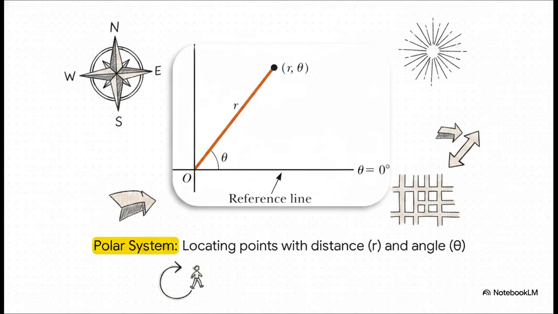But there's actually an alternative way to map space, and that's the polar coordinate system. Instead of navigating a grid of horizontal and vertical streets, this system locates a point using a direct line distance, which we call r, from the origin, combined with an angle, theta, measured from a reference line. That reference line is usually just the positive x-axis. It's kind of like telling someone, hey, walk exactly 100 meters at a 45-degree angle. Both of these systems are absolutely essential for mapping vectors.